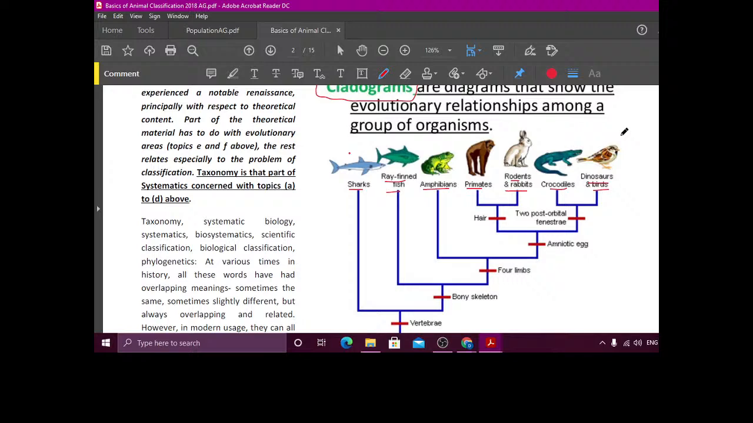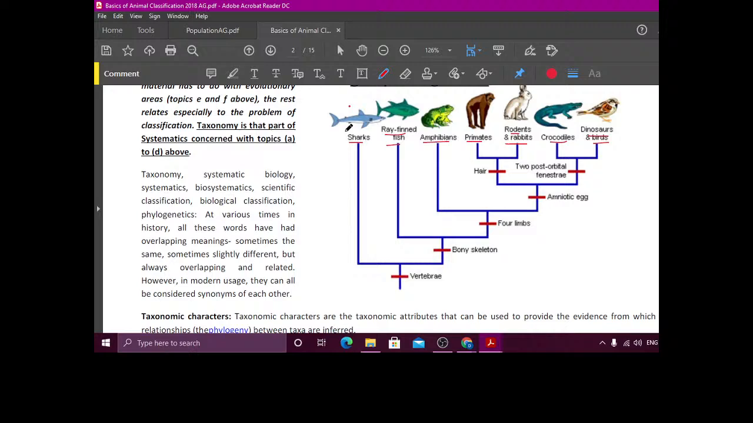First, you look at all these organisms and you see that they all have a vertebra. So, all of them, the sharks and all of them, have got vertebra. So, this character, vertebra, is the most primitive character of them all. So, it is drawn at the bottom.